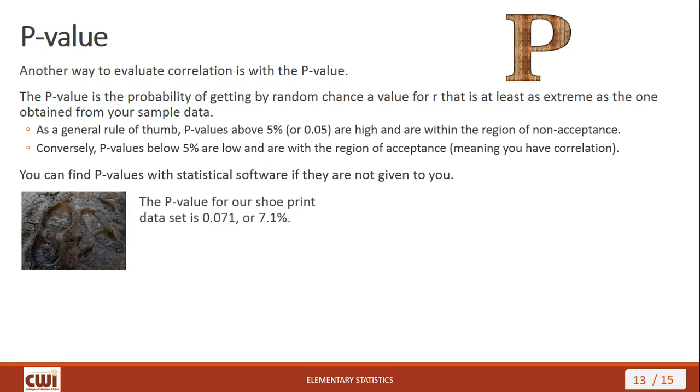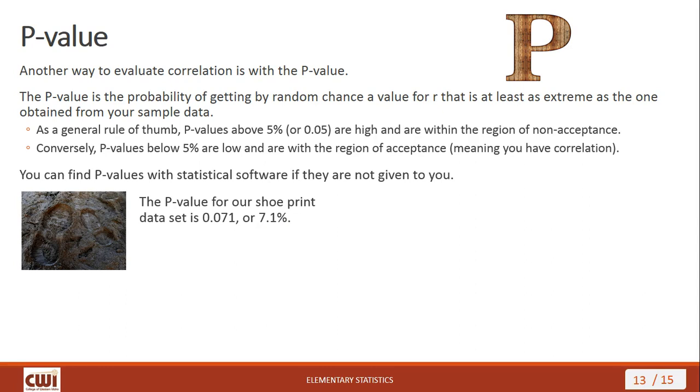Let's go back to our shoe print data set. The p-value for that data set is 0.071. This is the same as 7.1%. So if you just take that decimal point and move it 2 places to the right, you'll convert the decimal to a percentage. And so if you're asked for a percentage in a question on your homework, this is how you would get the percentage, 7.1% in this instance.